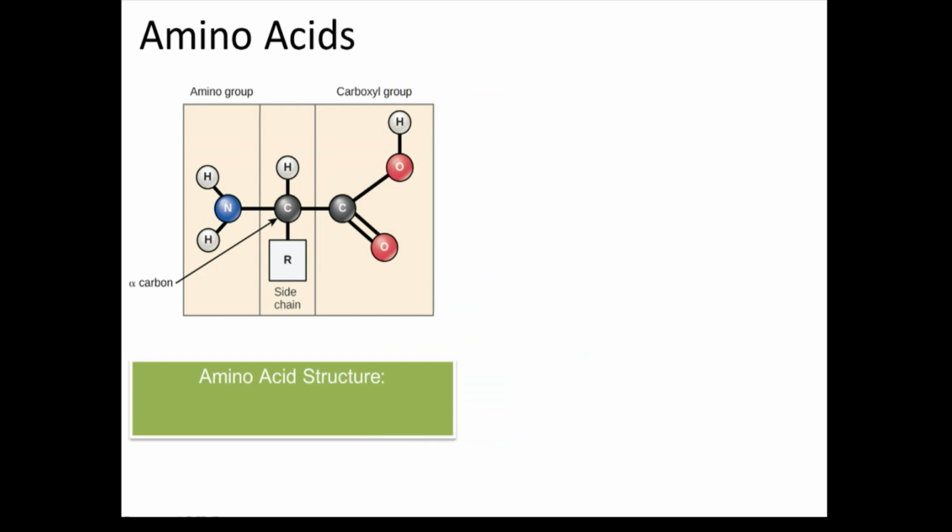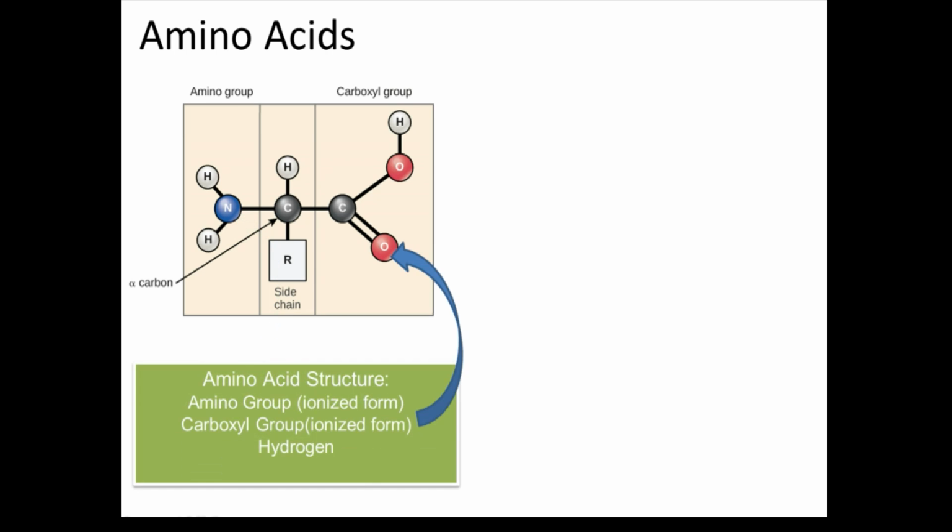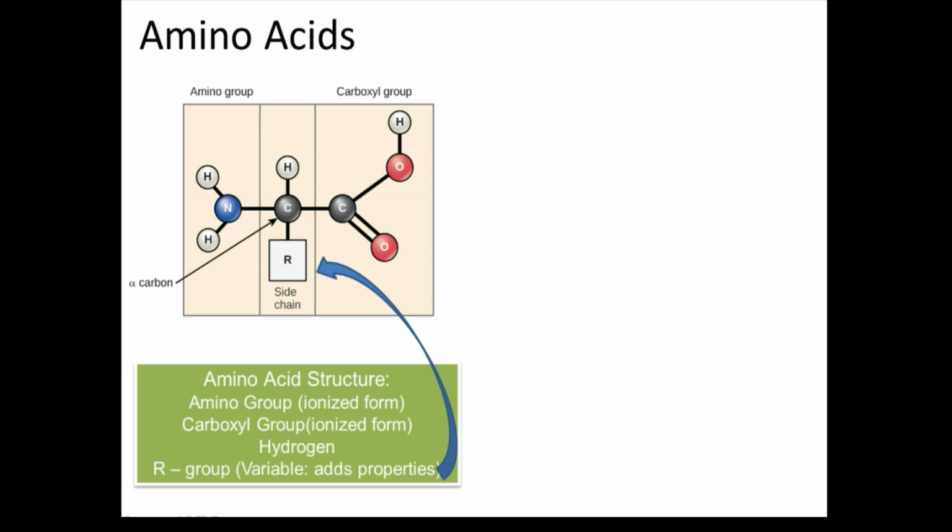The structure of amino acids begins with the amino group. It is going to be in its NH3 plus ionized form in a cell. The carboxyl group will also be in its ionized form, and they have a hydrogen and an R group. This R group can be variable. That means it has different properties due to the different functional groups. We'll look at those in just a minute.